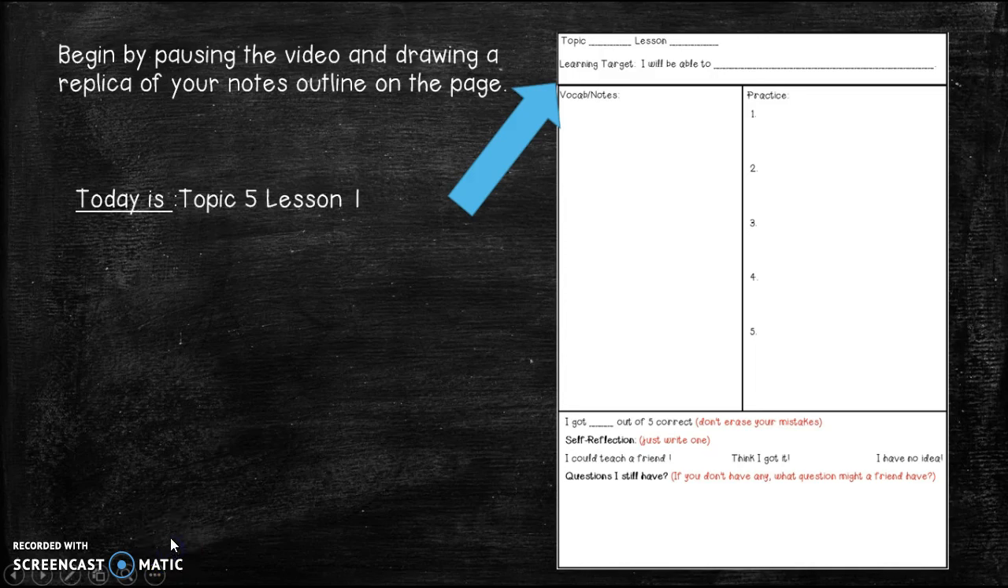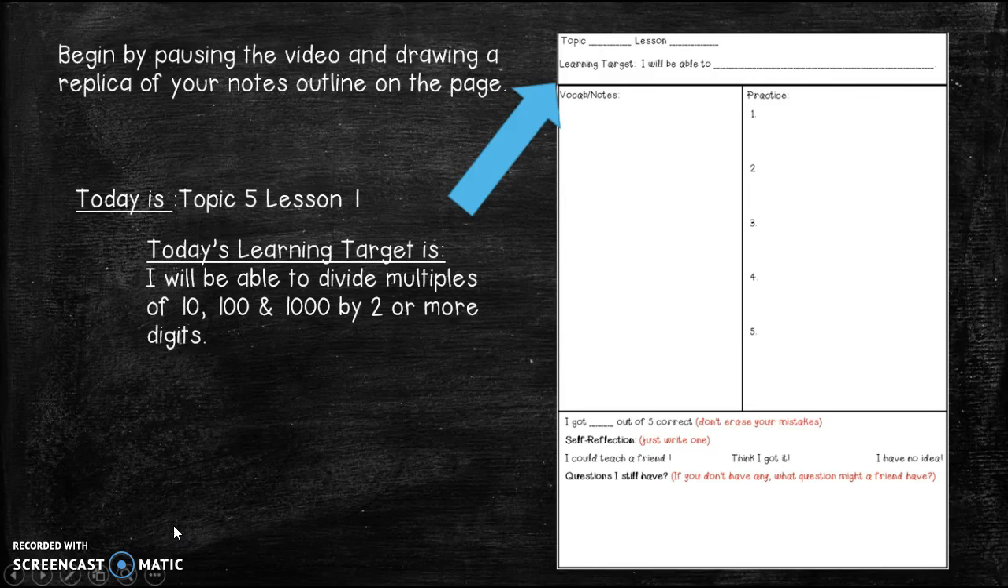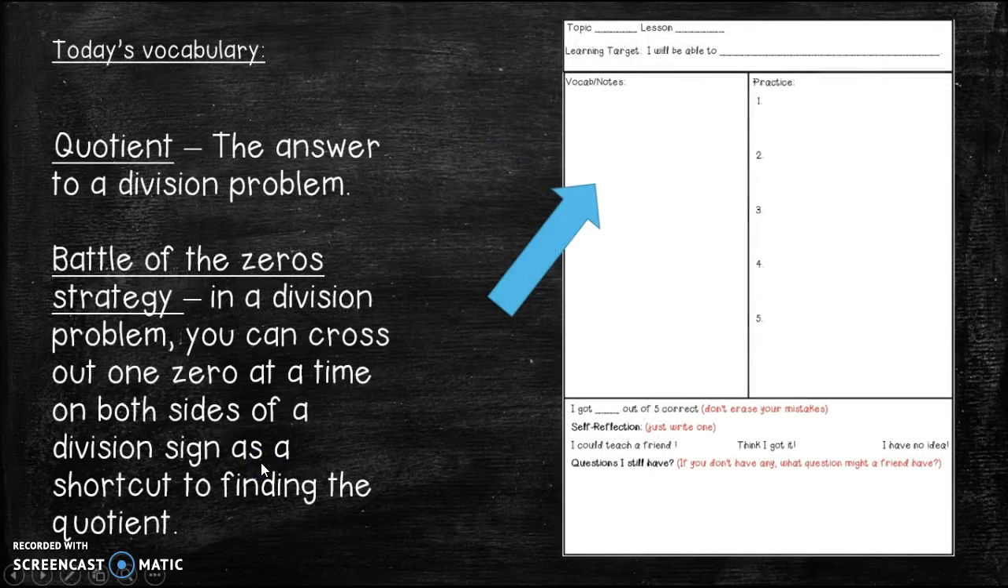Today we're going to be talking about Topic 5, Lesson 1. And our learning target is, I will be able to divide multiples of 10, 100, and 1000 by 2 or more digits. Our vocabulary today, we begin with the word quotient, and that is the answer to a division problem.